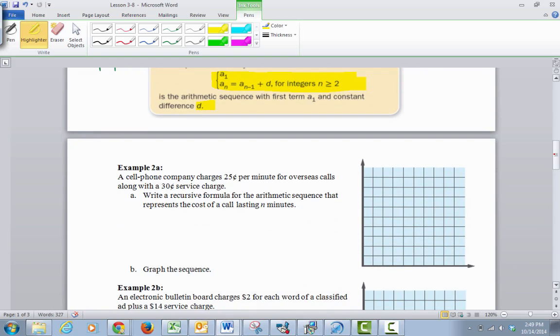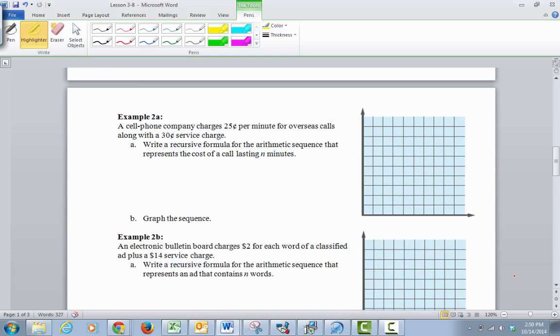All right, so now we're going to some real-life stuff. We've done just giving you numbers. Now we want to look at some real stuff. A cell phone company charges 25 cents per minute for overseas calls with a 30-cent service charge. Write the recursive formula for the arithmetic sequence that represents the cost of calls lasting n minutes.